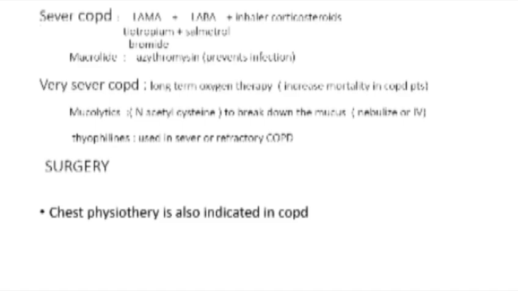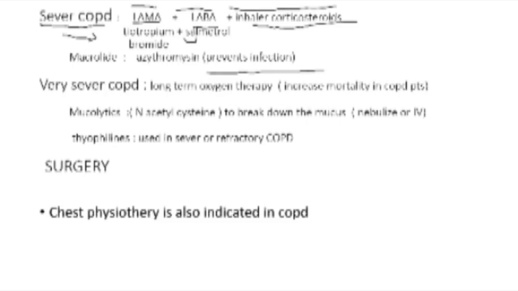In severe COPD, the treatment is a combination of LAMA and LABA, or else with inhaled corticosteroids. LAMA means long acting muscarinic antagonist, combined with long acting beta agonist, or else long acting muscarinic antagonist combined with inhaled corticosteroids. Long acting muscarinic antagonists like tiotropium and long acting beta agonists like salmeterol are given in combination form. A macrolide like azithromycin is given to prevent infection.